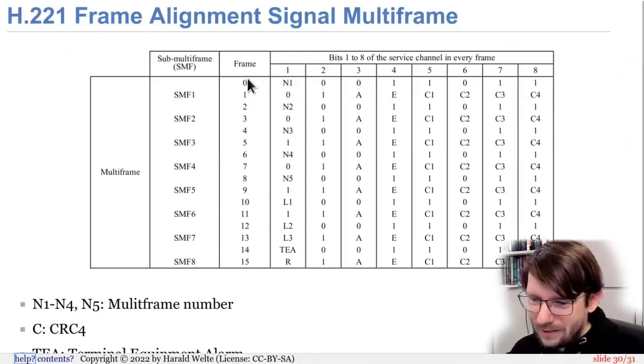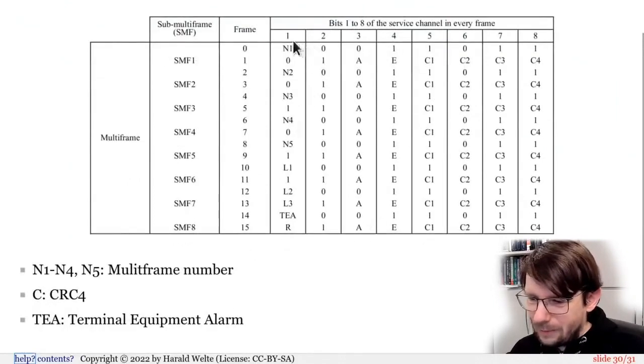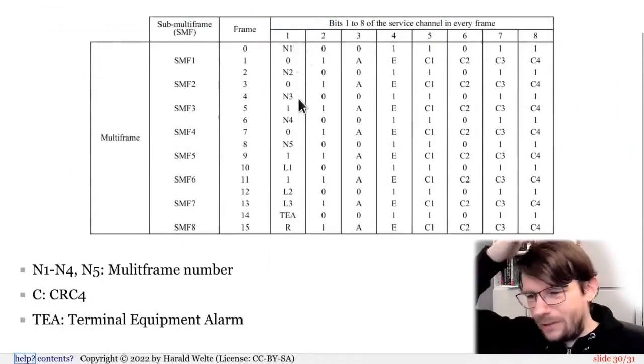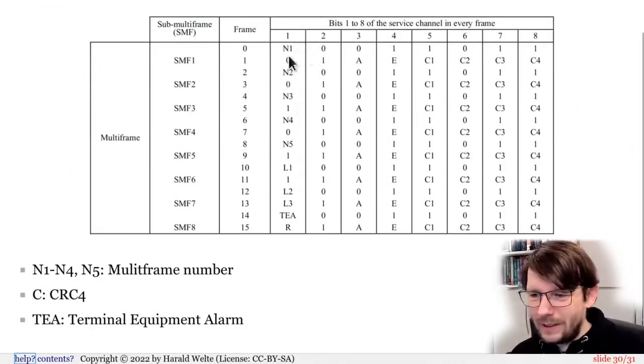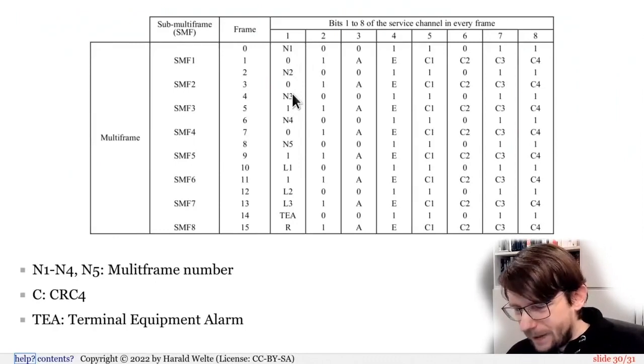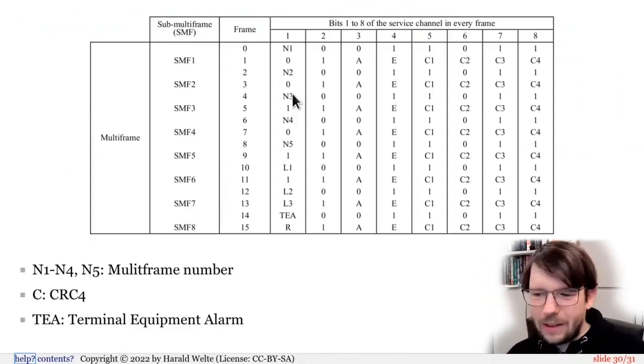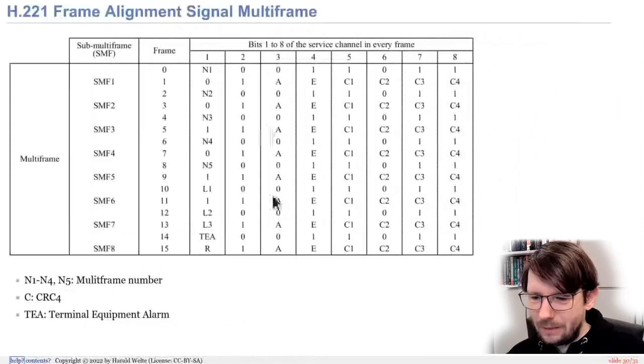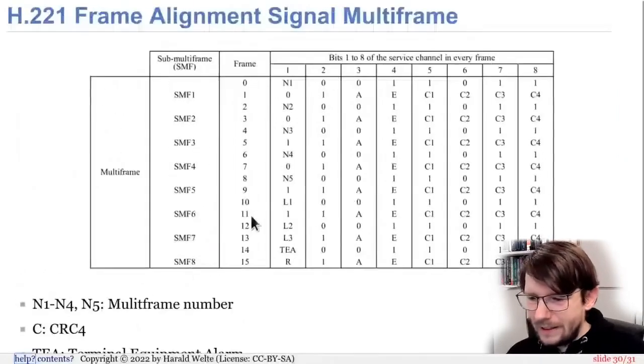So on every even bit, at 0, 2, 4 and so on, we have the frame alignment signal, which is static. On the odd numbers, we have other bits, as said, the A, E, and C bits. We also have some other bits, like N1, N2, and so on. The N number specifies the multi-frame number, so you don't get just a multi-frame consisting of 16 frames, but successive multi-frames have different numbers. So we have a number here indicating which multi-frame number is used.